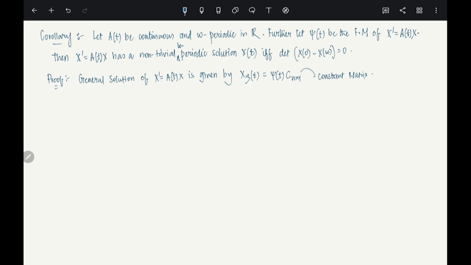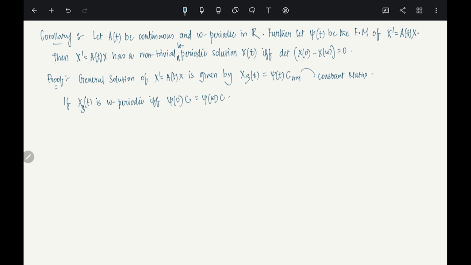Now you see, what do we need to do? If one of these solutions is a w periodic solution, that is, if xg of t is w periodic for some constant c, of course that will give you the if and only if condition. What is the if and only if condition? If phi of 0 times c equals to phi of w times c. This is always true.